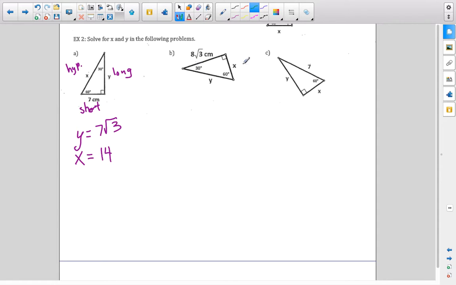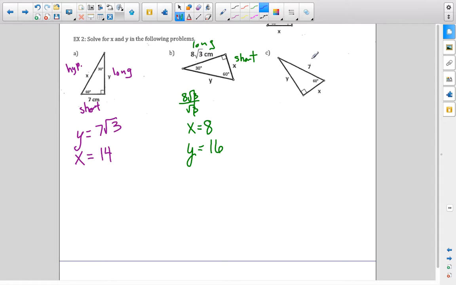Okay, on this next one, it looks like I have the long leg, not the short. This one's the long. So to get the short leg, I'm going to take that long leg, instead of multiplying times 3, I'm going to take that square root of 3 this time and divide it out. So I know that my short leg must be 8. Makes sense because 8 times square root of 3 gave me the long leg. And my hypotenuse is double the short leg. So if the short leg is 8, hypotenuse is 16.